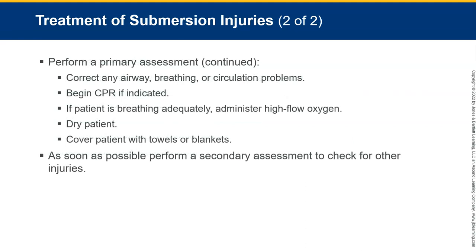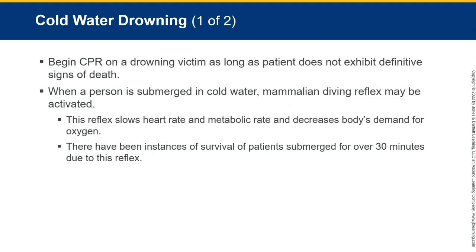Correct any airway, breathing, circulation, so correct ABCs. Begin CPR if needed. If they're breathing adequately, then we probably want to administer some high flow O2 on them. As soon as the ABCs are stabilized, dry the patient, cover them with some towels or blankets to help preserve the body temp, and then we start doing the secondary and start getting SAMPLE and all of that stuff that we've talked about.